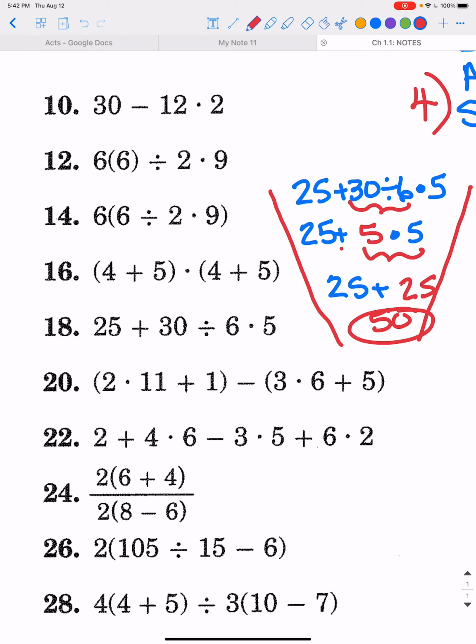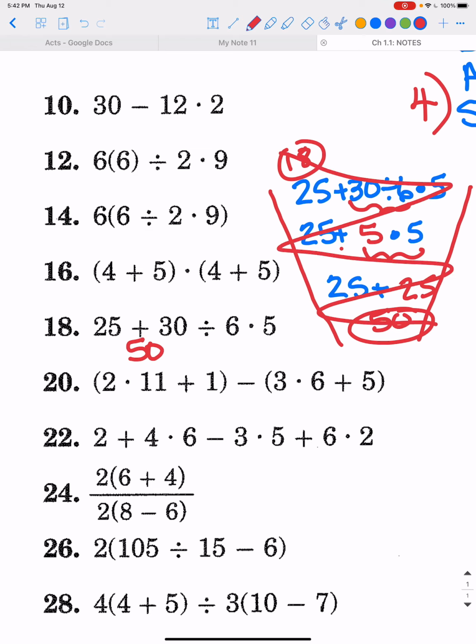Okay, so when you show all your work, which you have to show all your work in my class, you can't just write the answer. This was number 18. I like to always label what number it is so I can find your work. So if you just come over here to number 18 and you just write 50 and you don't show any of this work right here, I can't give you credit for that because I don't know what you did and why you did it and how you did it, and I can't help you if you got it wrong. So make sure that you show all of your work, okay?